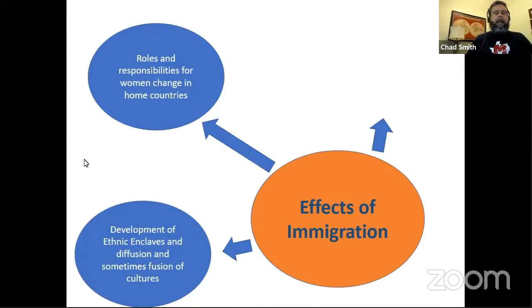Another example is the development of ethnic enclaves, where similar ethnic people grouped together and created societies of their own, where they celebrated their own cultures, ate their own foods, made their own clothes and products, and oftentimes isolated themselves from other communities. However, it also led to diffusion and even fusion of cultures sometimes. One famous example is in Peru. Many Peruvian food items involve Chinese food heritage as well.